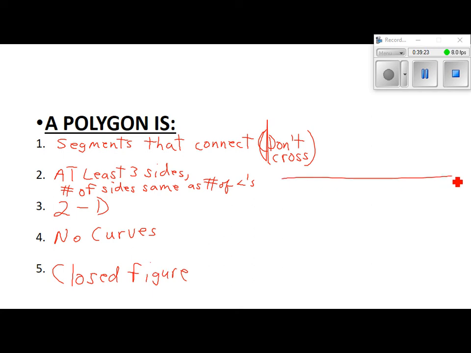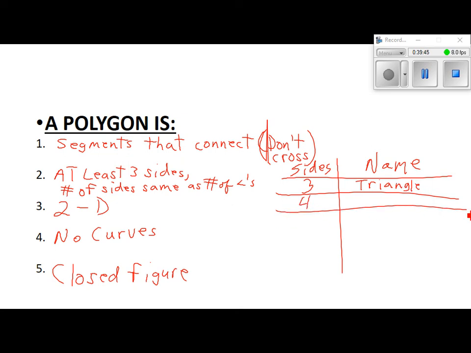The other thing, you should have some space out here to the side. You're gonna write this down. Sides, name, we're gonna make a little chart. Shape's got 3 sides, what's its name? Triangle. It's got 4 sides. What's its name? Be careful. Quadrilateral. Now I'm going to switch to the next slide because it's all on there and you're just going to copy this chart.